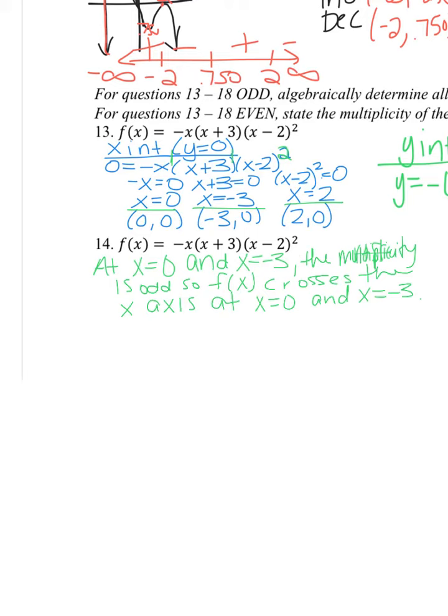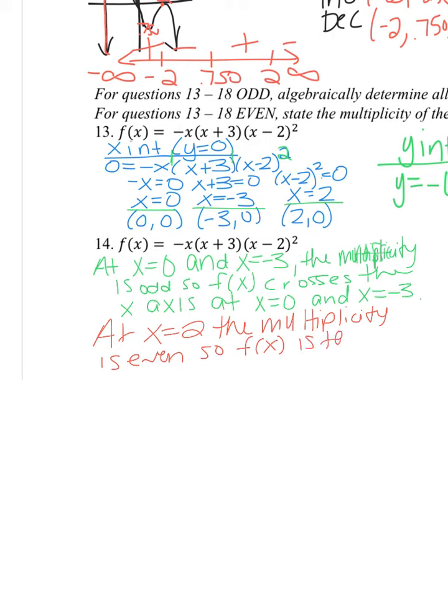And then for the even, so for my even statement, I'm going to say at x equals 2, the multiplicity is even, so f of x is tangent to the x-axis at x equals 2.